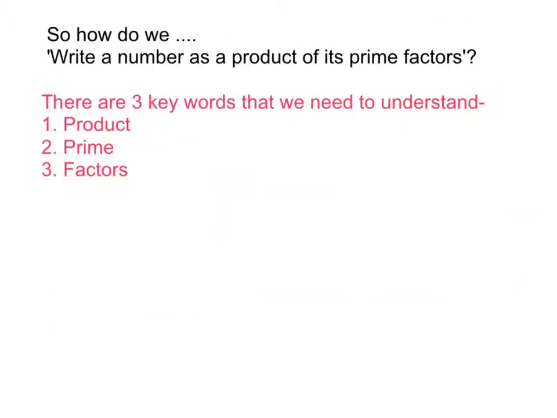Okay, so before we begin finding out how to write a number as a product of its prime factors, the three key words we need to have an understanding of are product, prime, and factors. So let's start with the first one. If I asked you to find the product of 3 and 4, all I'm asking you to do is multiply them. So the product of 3 and 4 would be 12. If I asked you to find the product of 2 and 10, the answer would be 20.